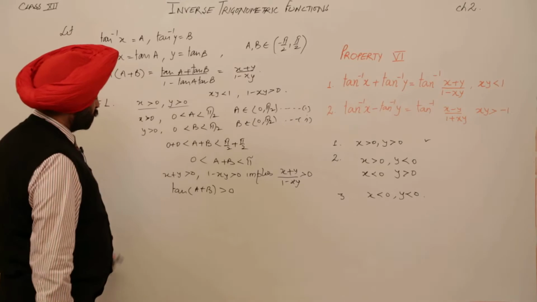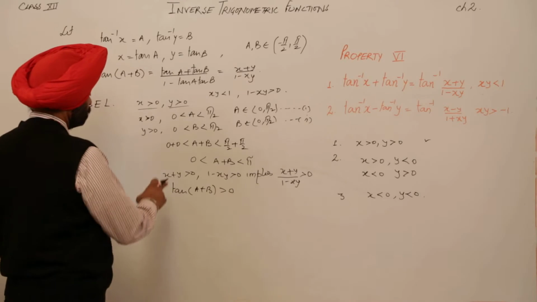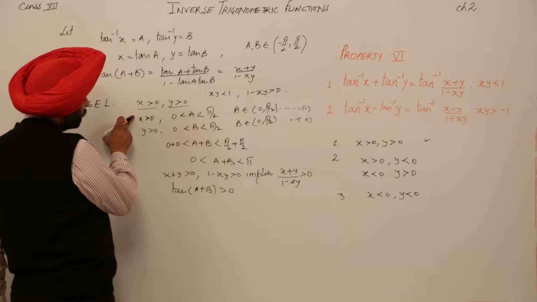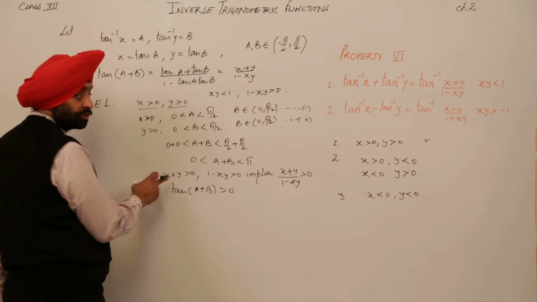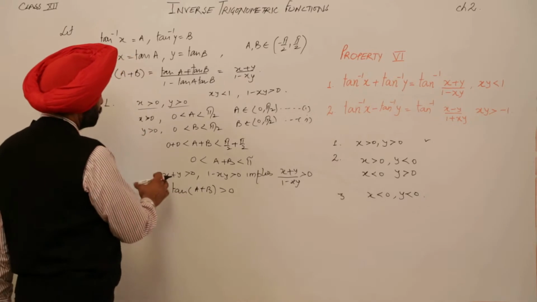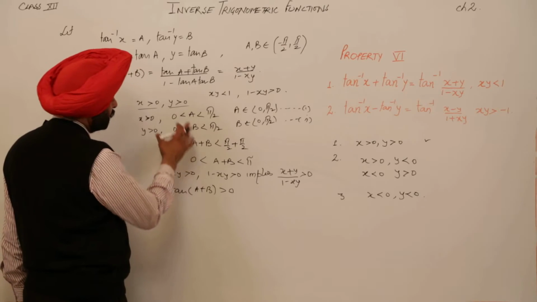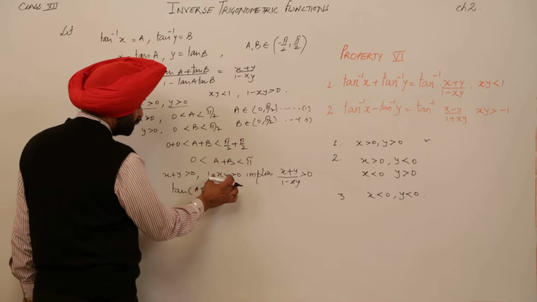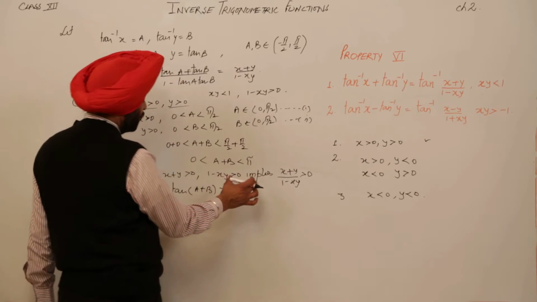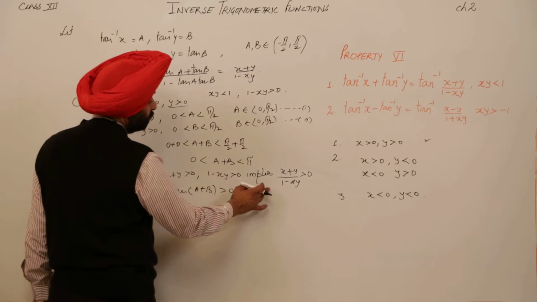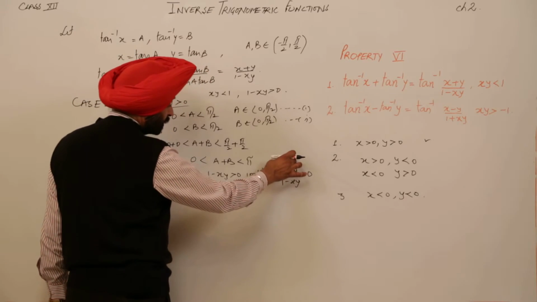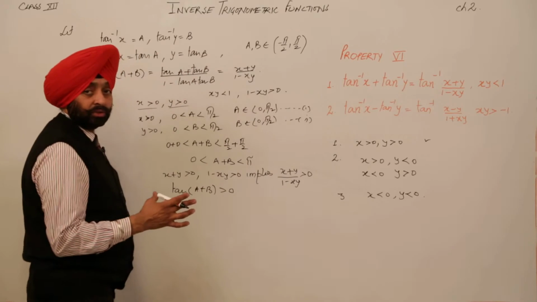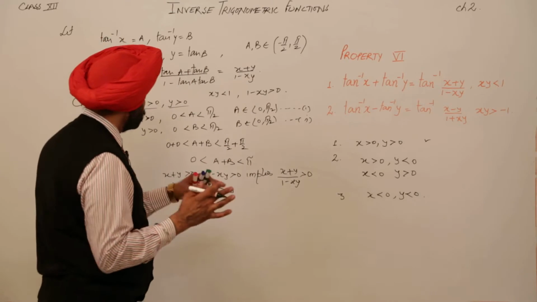Okay. So one thing, x plus y, when x is greater than 0 and y is greater than 0, it means x plus y is greater than 0. When x and y are both greater than 0, here we have shown that 1 minus xy is greater than 0, and from this and this it implies the upper part, the numerator, is also greater than 0, and the denominator is also greater than 0. So it means the total is greater than 0.